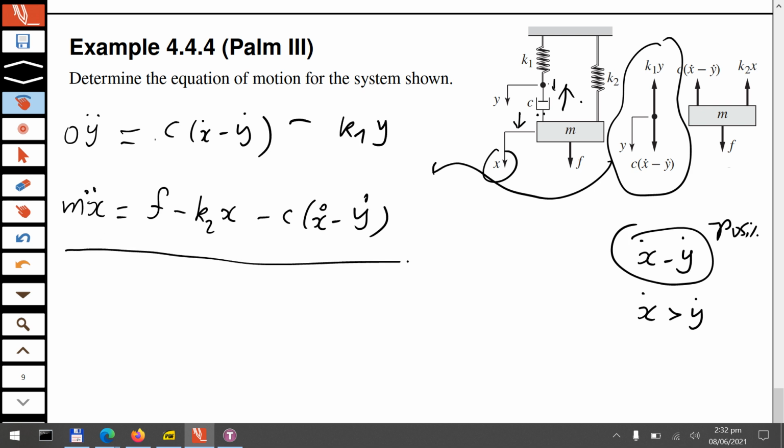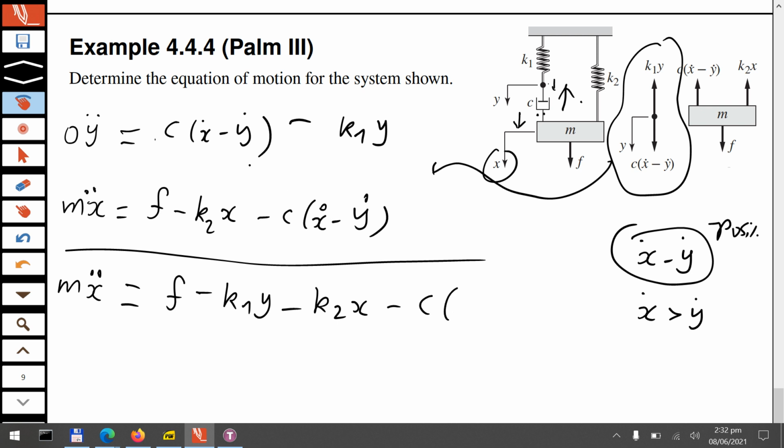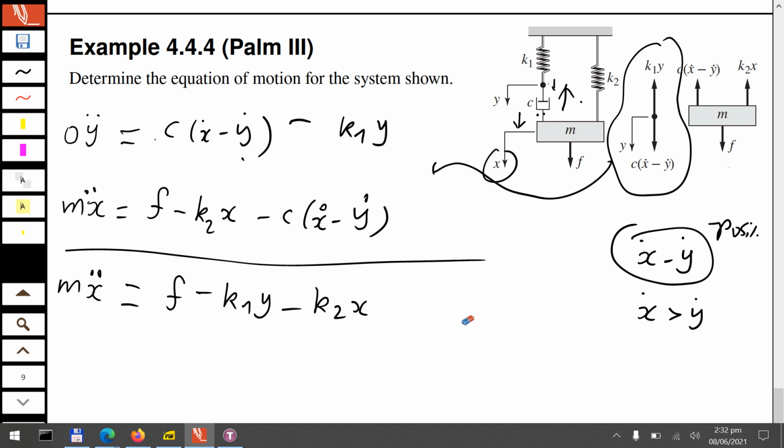And you can now add these equations. If you add these equations, on the left hand side you will have m x double dot, on the right hand side you have f minus k1 y minus k2 x minus c. नहीं, ये तो कैंसिल हो जाएगा ना, ये दोनों कैंसिल हो जाएंगे, प्लस 4. ये कैंसिल हो जाएंगे. So that is your equation of motion, ठीक है.